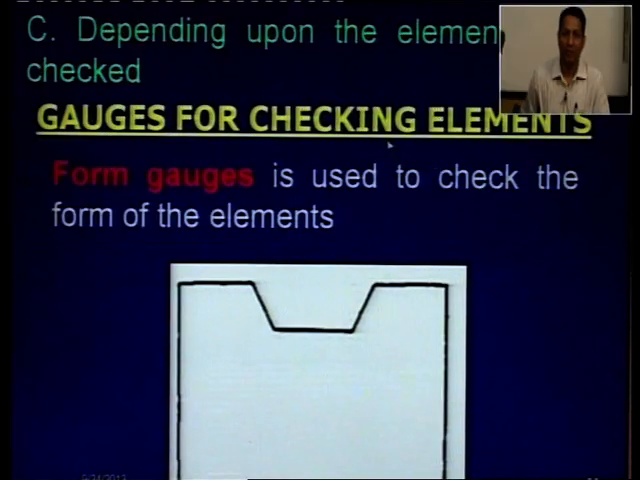So gauges for checking the elements. Form gauge is used to check the form of the element. Another type of gauge is called form gauge.